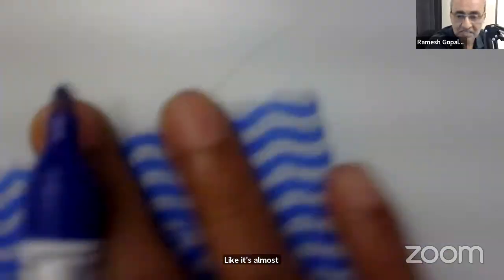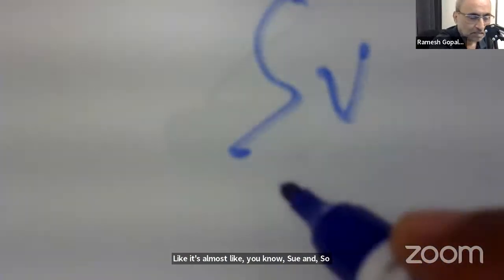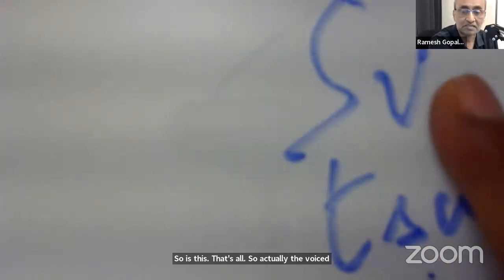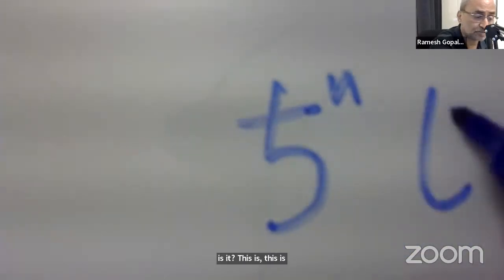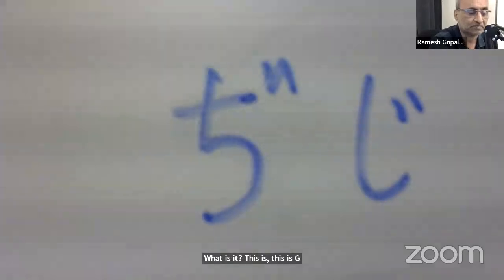Okay. But the other one was zu, zu. That's a small difference, no? There's a D in that, whereas the other one, you don't have a D. Yeah. It's almost like su and zu. Su is this. That's all. So naturally, the voiced sound will be zu. That's all. Whereas this is, see, this is G. This is also G. No change of sound. The same sound.